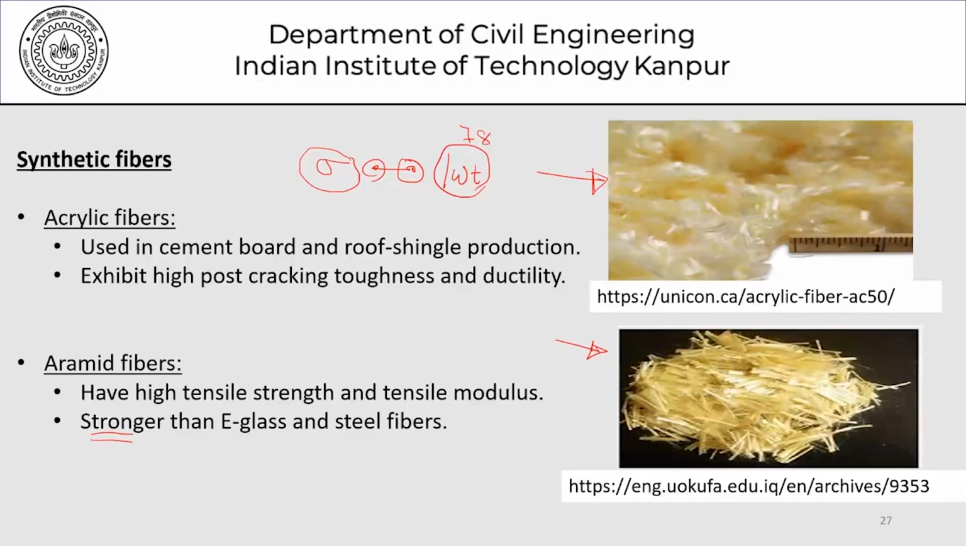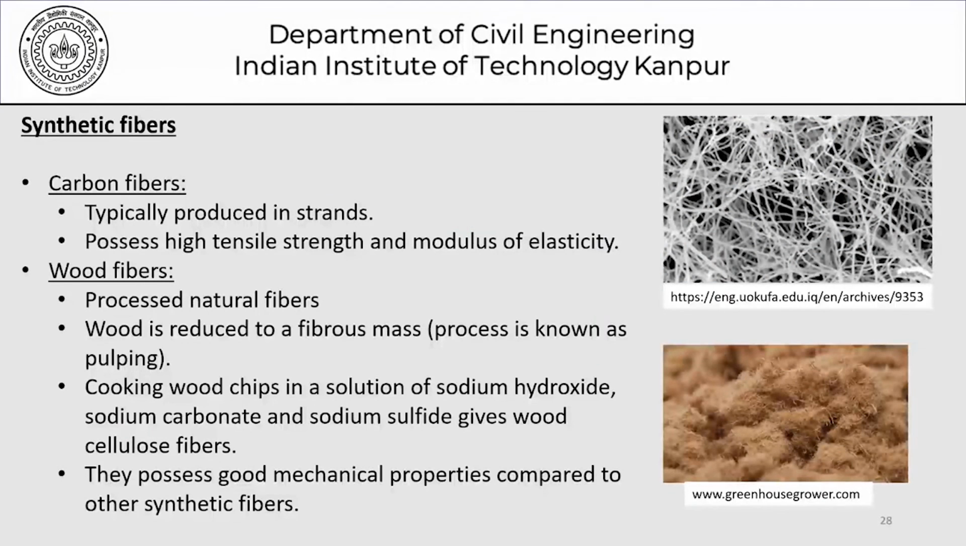So the strength per unit weight could be one of the performance parameters that we use to evaluate whether one type of fiber or the other type of fiber is useful to us. Apart from weight, of course, we can use cost. Continuing our discussion on synthetic fibers, this picture here shows you carbon fibers and this shows you wood fibers. Carbon fibers are typically produced in strands, possess high tensile strength and modulus of elasticity.